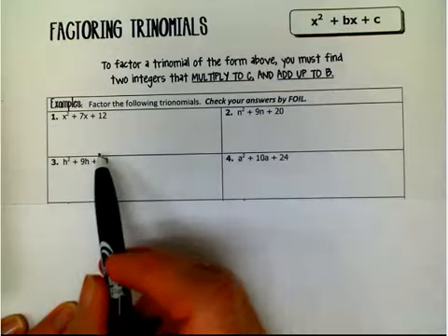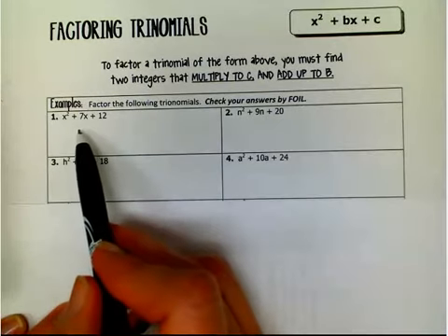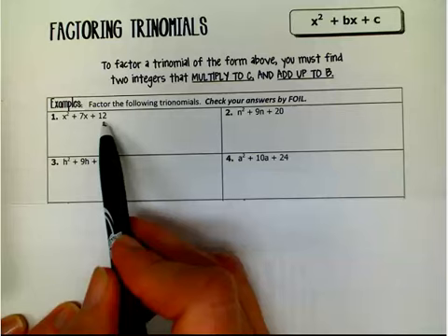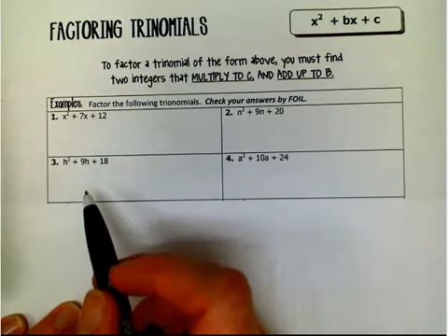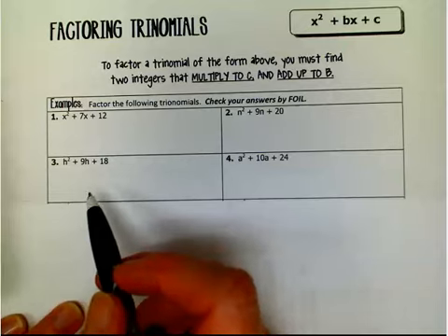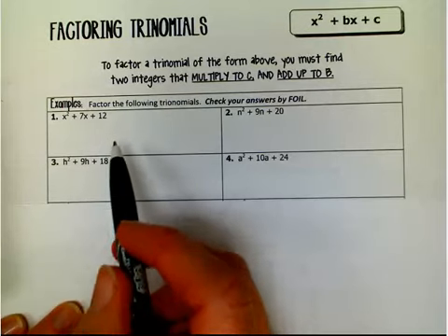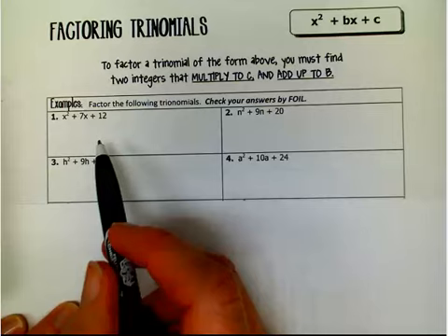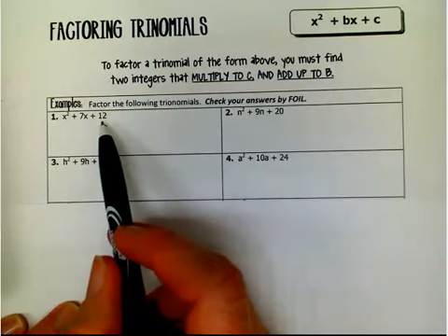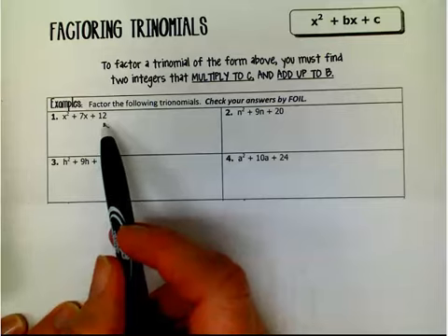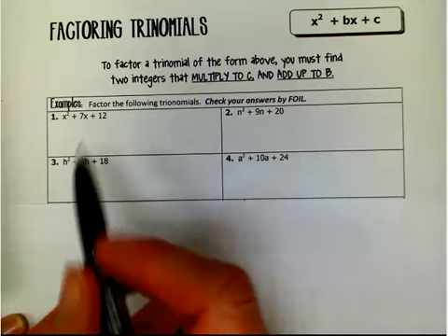Alright, so for our first example, we have x squared plus 7x plus 12. So we are looking for two numbers that we can multiply together to get 12, and we can also add them together to get 7. So if I think through my factors of 12, I can think of 6 and 2. Those are factors of 12, but if I add those together, I'm just going to get 8. So let's try another one. If I think of 4 and 3, those are factors of 12, and then I can also add those together to get 7.